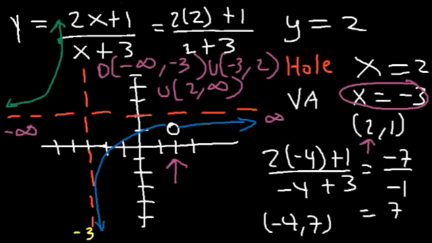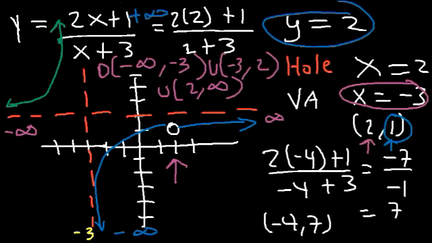Now for the range of the function, y could be anything from negative infinity to positive infinity. But we need to remove the horizontal asymptote, and we need to remove the y coordinate of the hole, because y can't be 1, nor can it be 2. So therefore, the range is going to be negative infinity to 1, which is the y-coordinate of the hole, union 1 to 2, where 2 is the horizontal asymptote, union 2 to infinity.